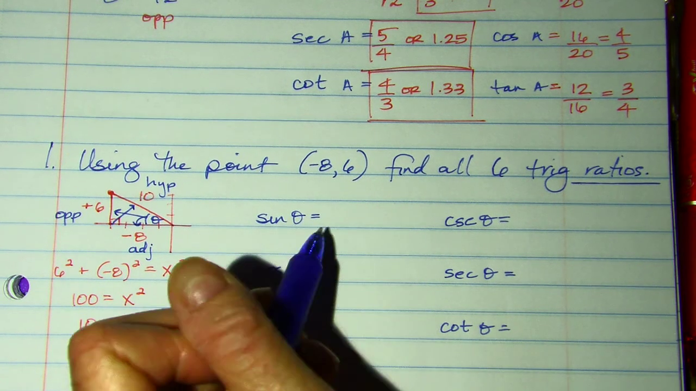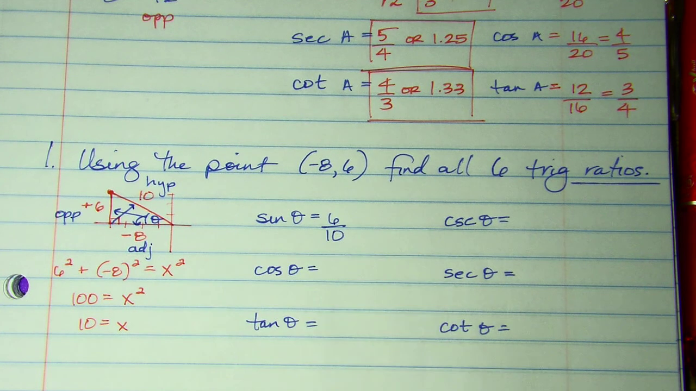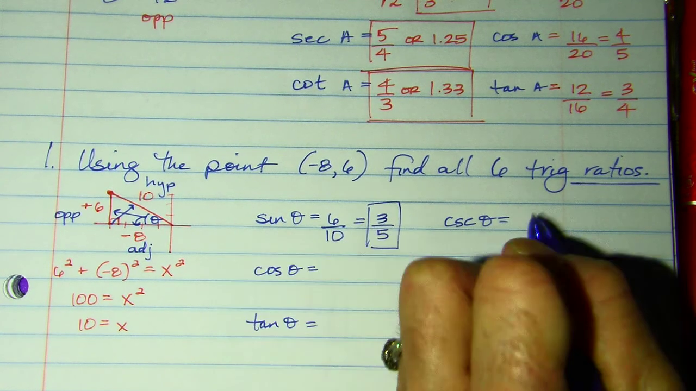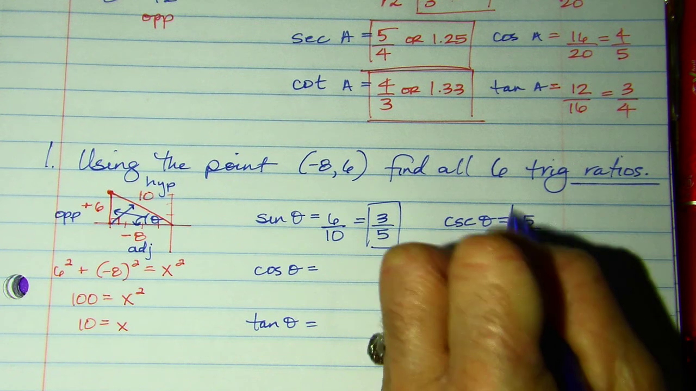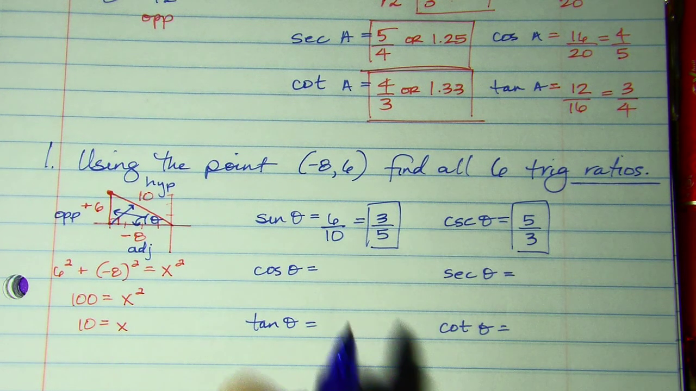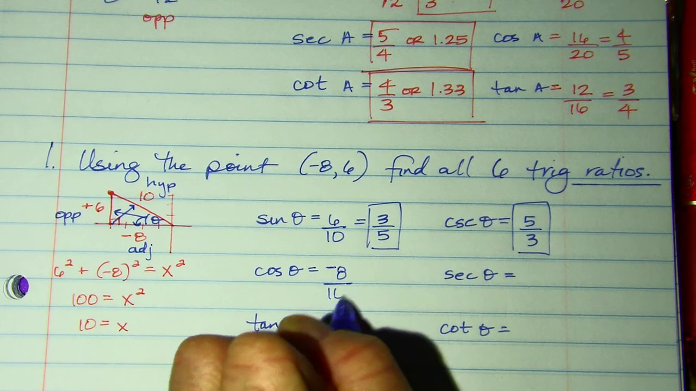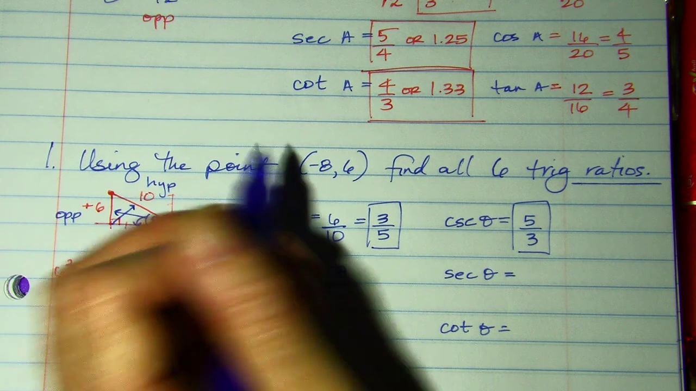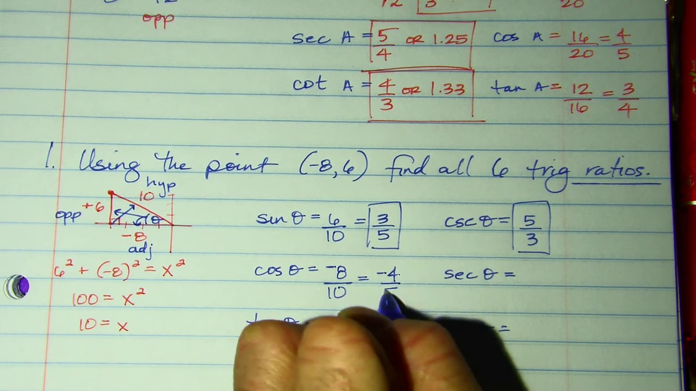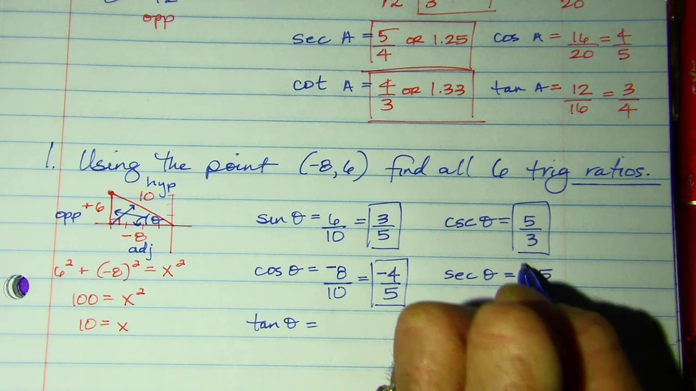So sine of theta would be opposite over hypotenuse. That can be reduced to 3/5, which means cosecant is 5/3. Okay, right? It's the reciprocal. Cosine would be adjacent, so -8/10. This is a -8. It's really important. That was -8. So that would be -4/5. So the reciprocal would be -5/4.